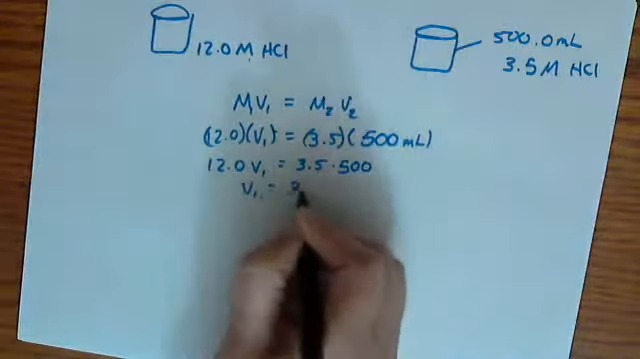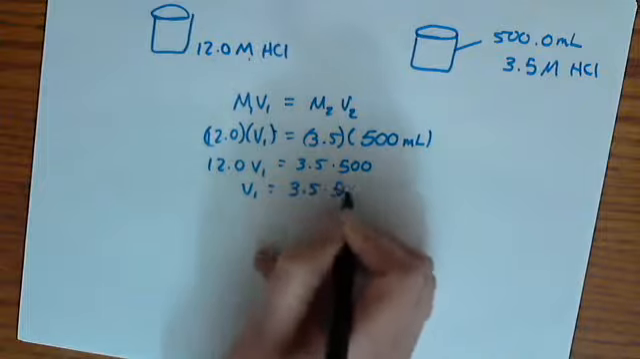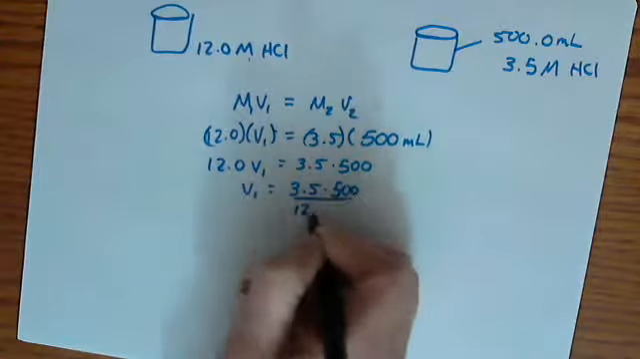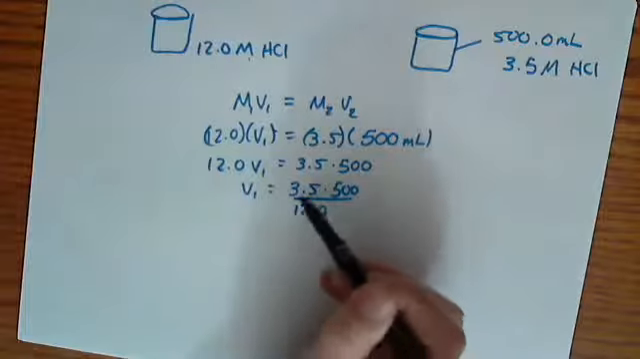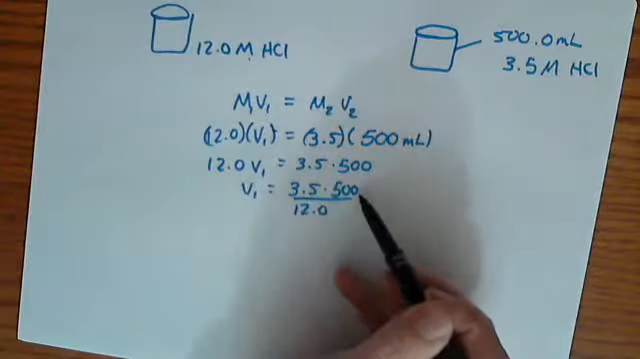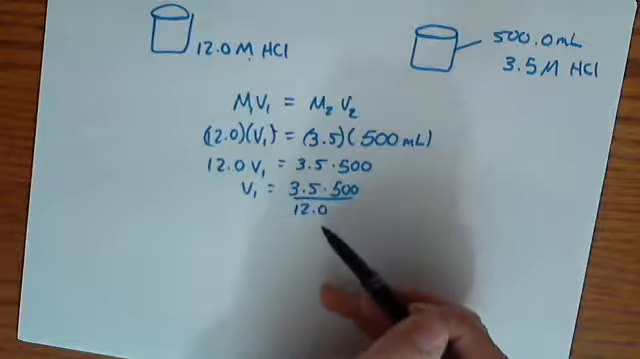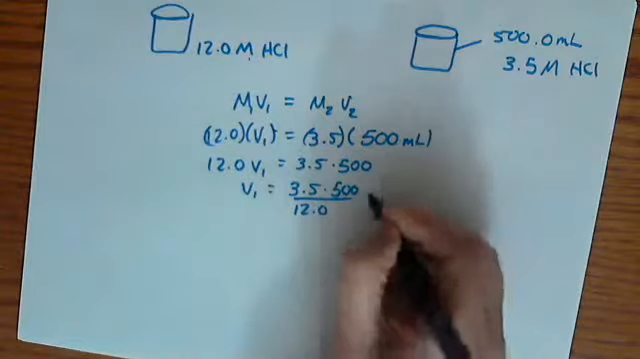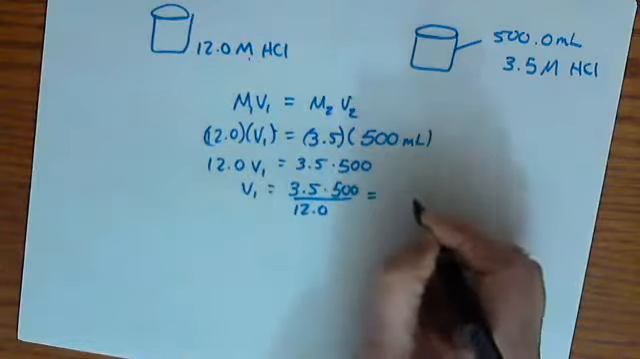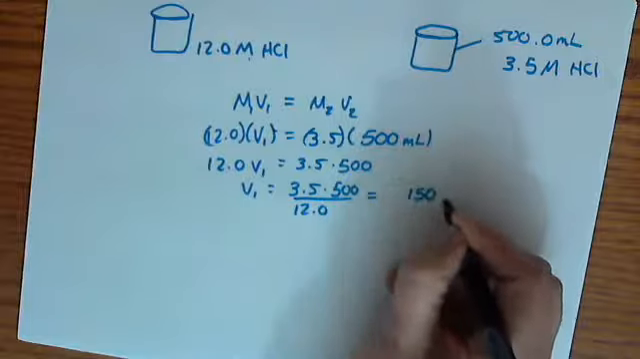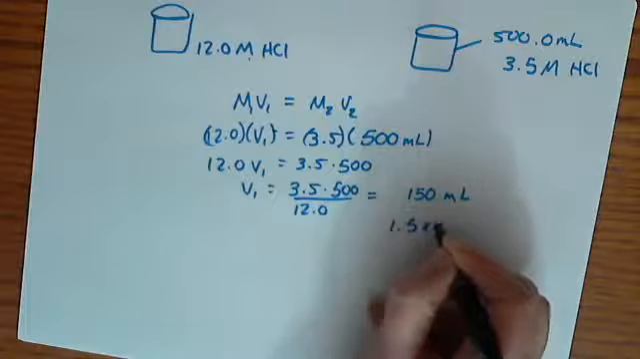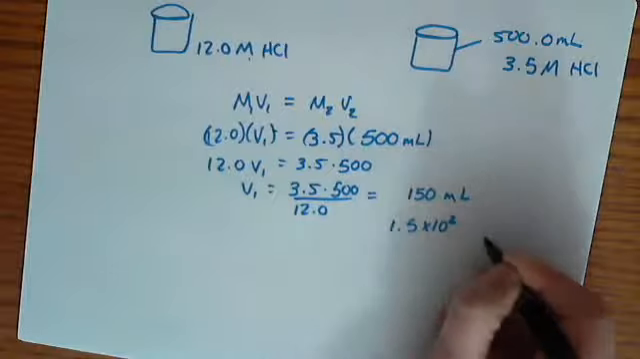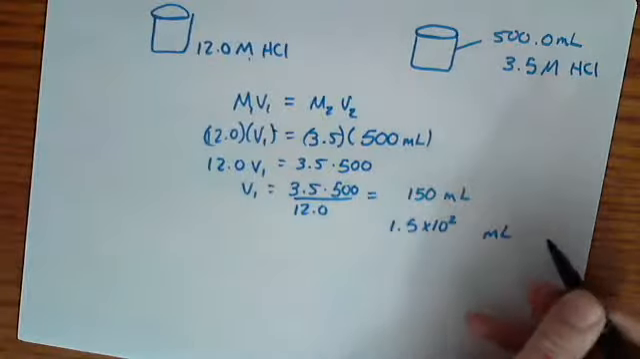V1 is going to end up being 3.5 times 500 divided by 12.0. And you can multiply this out on your calculator. 3.5 times 500 divided by 12, and you're going to end up getting 150 milliliters, or 1.5 times 10 squared milliliters.